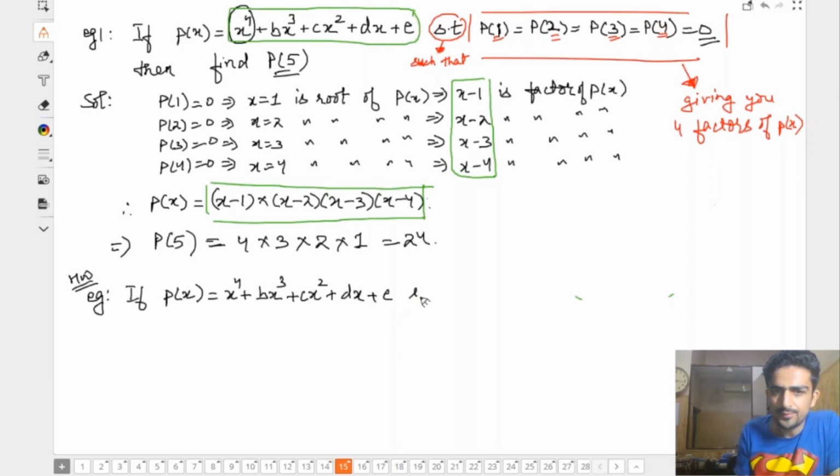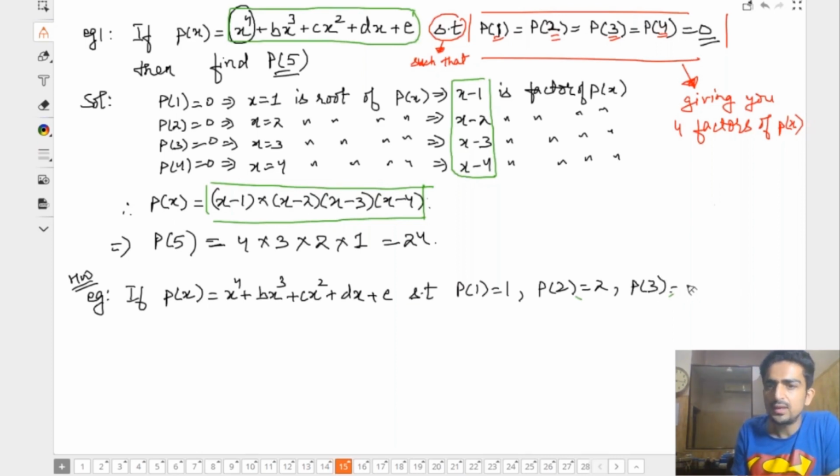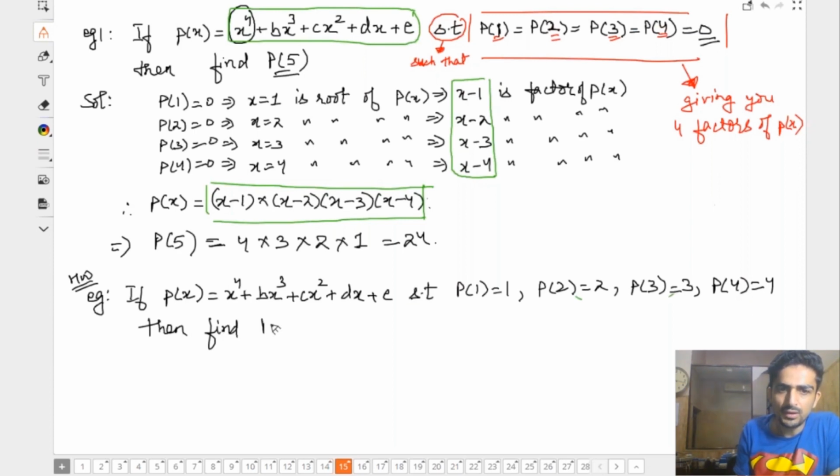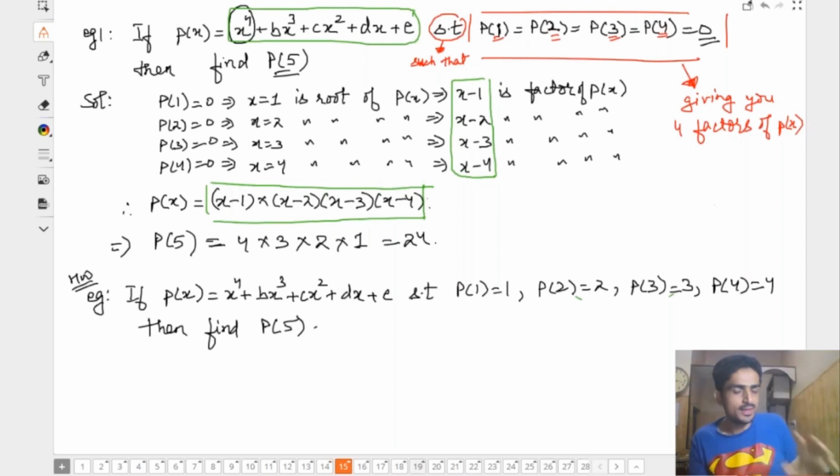Such that P of 1 is 1, P of 2 is 2, P of 3 is 3, P of 4 is 4, then find P of 5. Hint is again, it feels like it is factor theorem only. It will be done by factor theorem only.